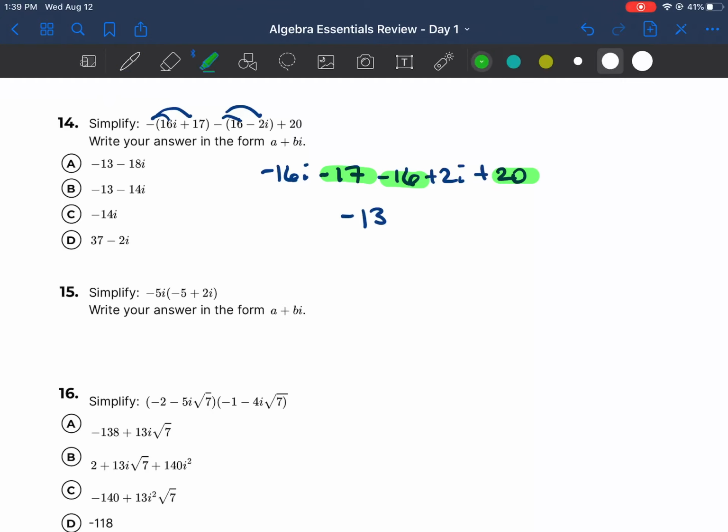Then let's add the imaginary parts together, 2i and negative 16i, and that would give us negative 14i. Now we are in the correct form, a plus bi, where the real part is first and the imaginary part is second, and that would be answer choice B.